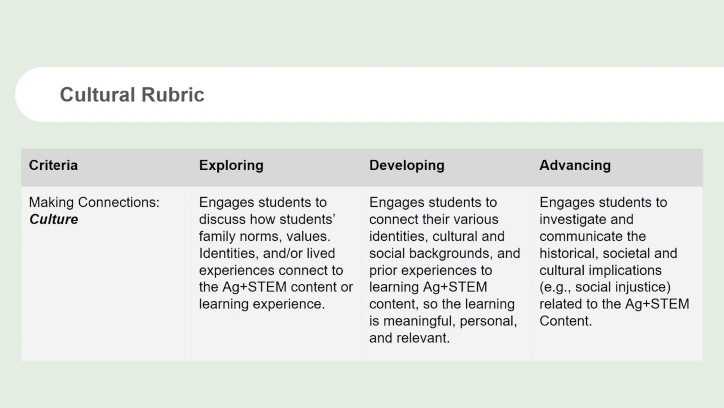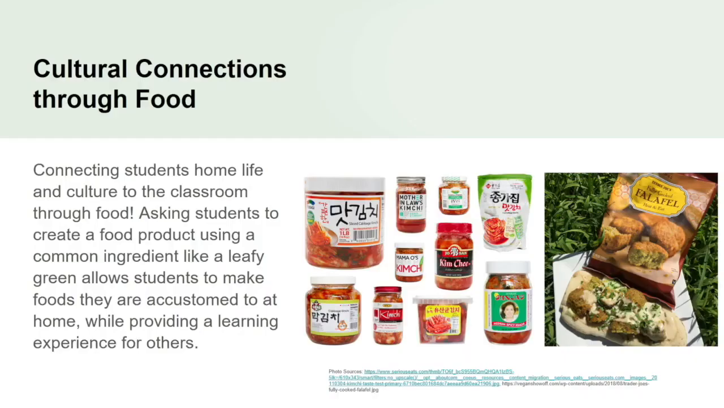For developing, this engages students to connect their various identities, cultural and social backgrounds, and prior experiences to learning the ag and STEM content so the learning is meaningful, personal, and relevant. Advancing engages students to investigate and communicate the historical, societal, and cultural implications, for example, social justice, related to the ag and STEM context. So after looking at the rubric, here's a more in-depth example of making cultural connections that relates to the design challenges.